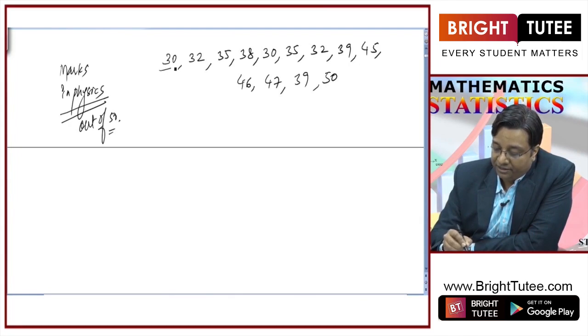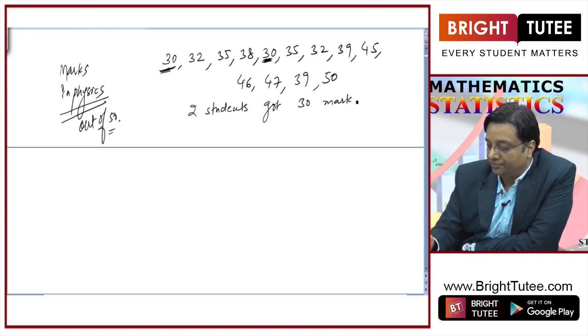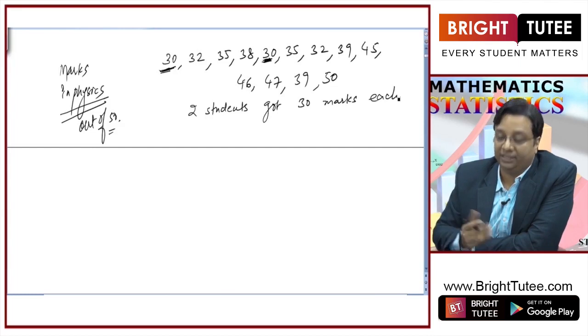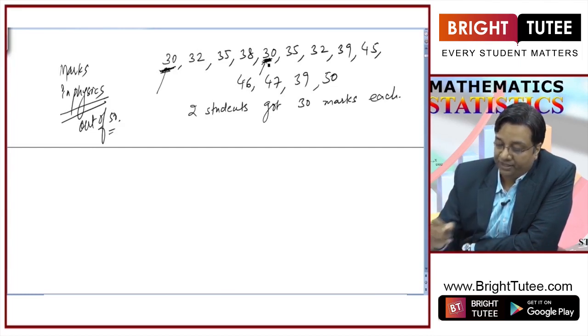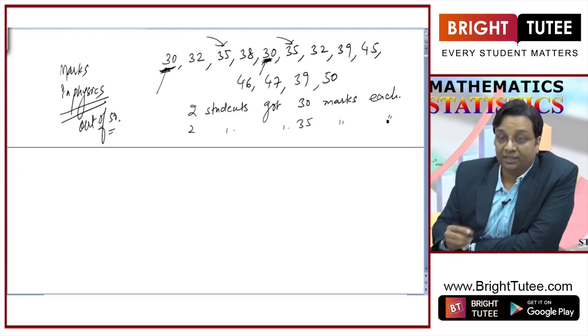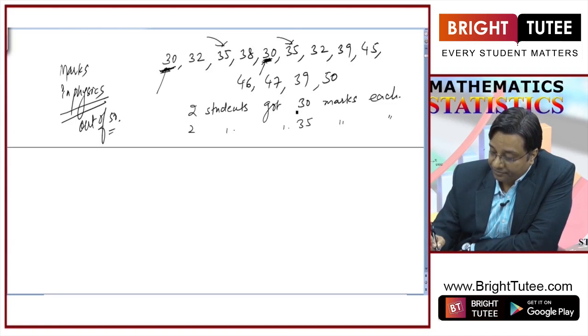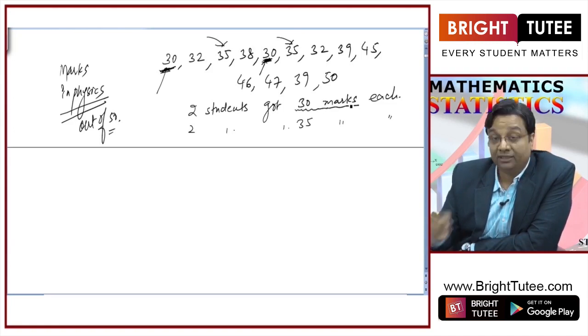So now I can write this data like this, or the other way of saying this is, if I look at these two 30 marks, can I say two students got 30 marks each? Can I make this statement? Yes, because there are two students who told me that they have got 30 marks. And similarly, can I say about 35? The two students have got 35 marks each. Now let me tell you the other way around. Students who obtained 30 marks are 2 in number.